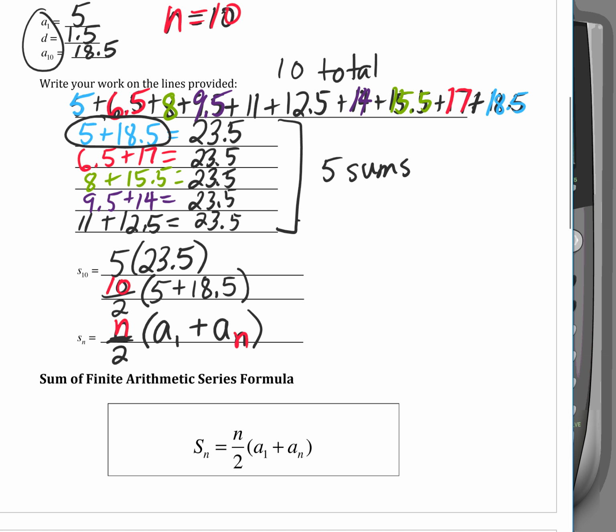So let's just try 2 examples using this formula to wrap up this video, and then we'll do some more examples in our second video.